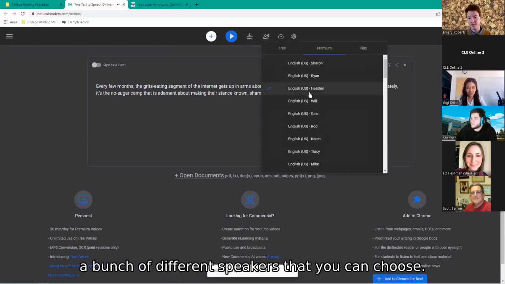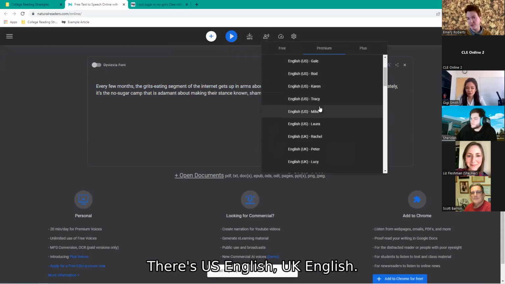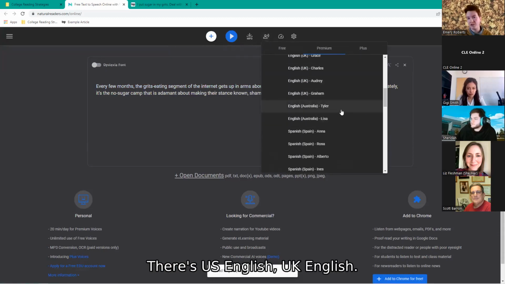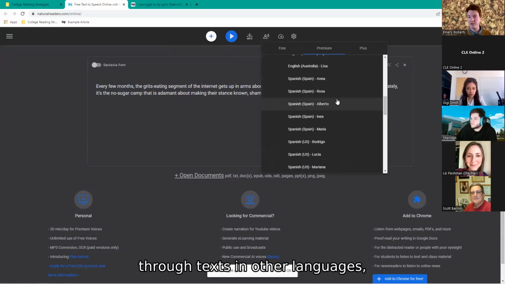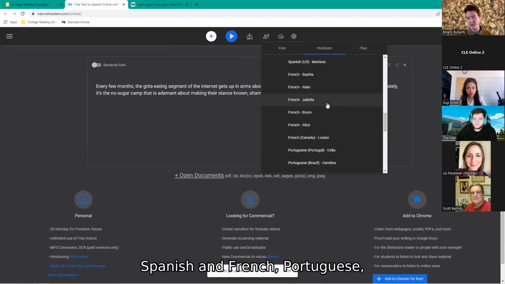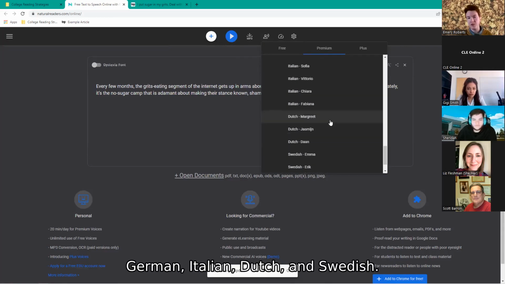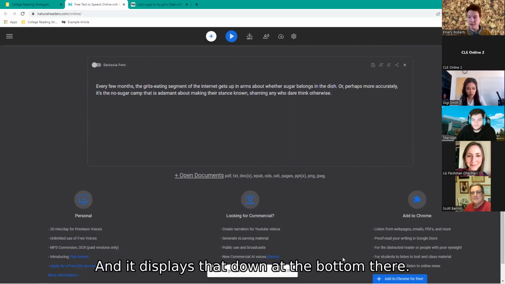It also has a bunch of different speakers that you can choose. There's US English, UK English. If students are reading through texts in other languages, they do have speakers that will read it in that language as well: Spanish and French, Portuguese, German, Italian, Dutch, and Swedish. And it displays that down at the bottom there.